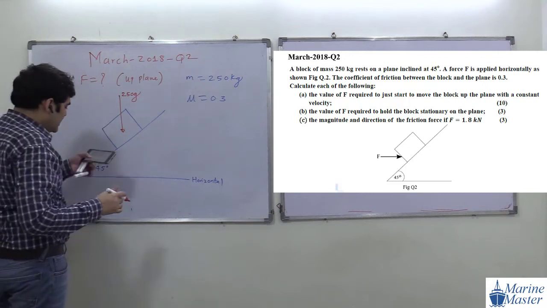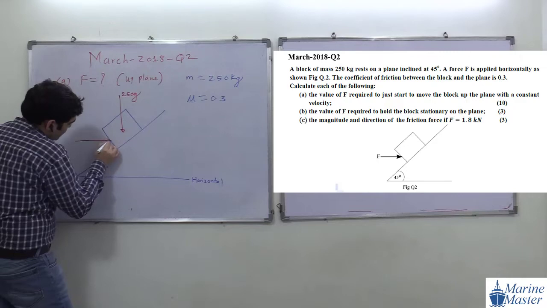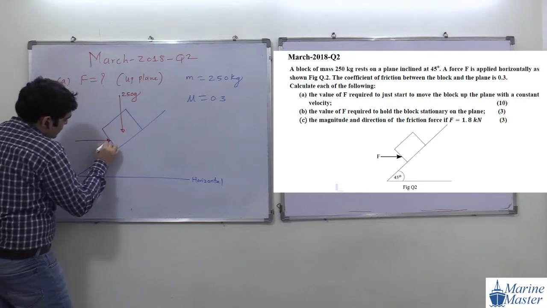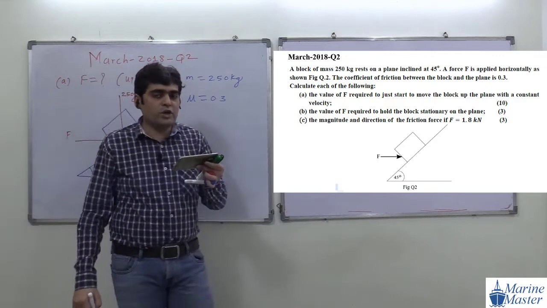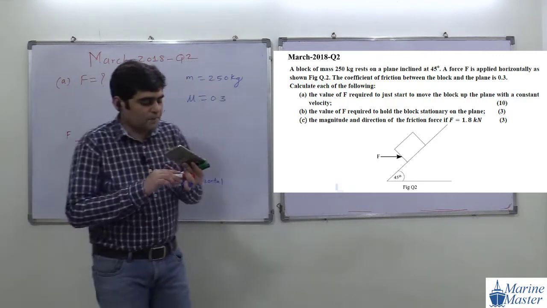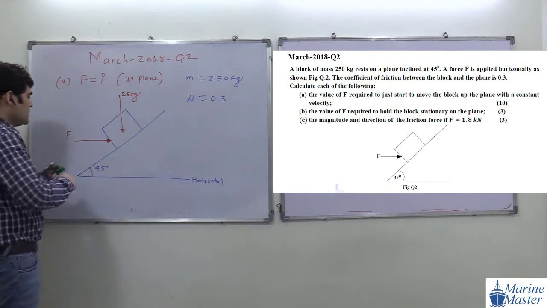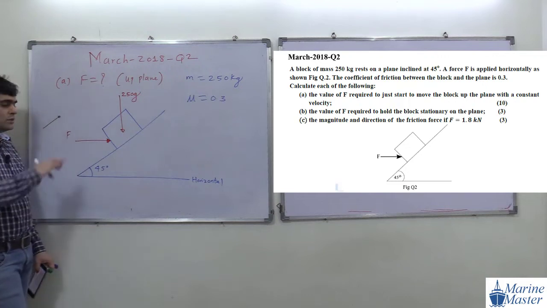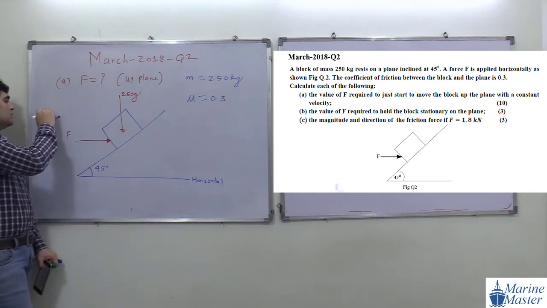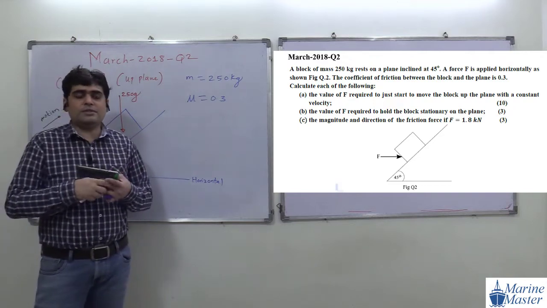Then they have given us a horizontal force F. We have to find out this horizontal force F. For what purpose? How is the motion in this scenario? Motion is up the plane.